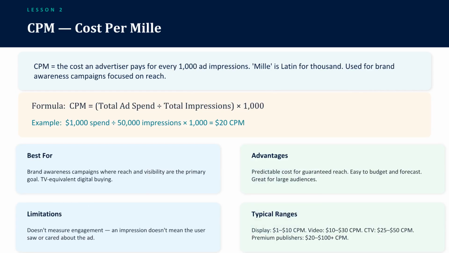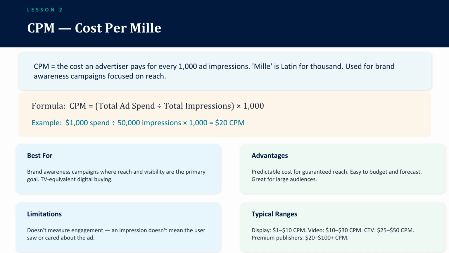CPM is the oldest pricing model in digital advertising, inherited from traditional media. TV, print, radio all use cost per thousand measures. It's still the dominant model for brand awareness campaigns. CPM stands for cost per mil, mil being the Latin word for thousand. It represents the cost an advertiser pays for every 1,000 ad impressions.